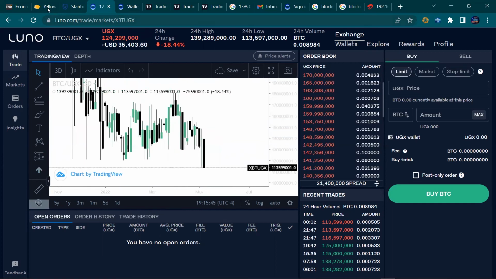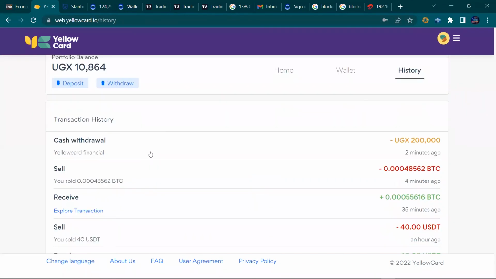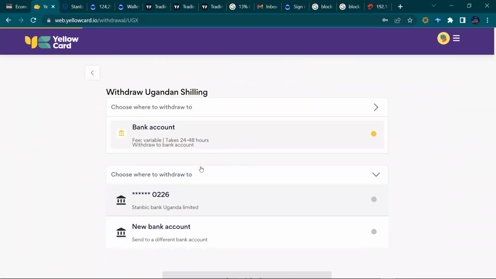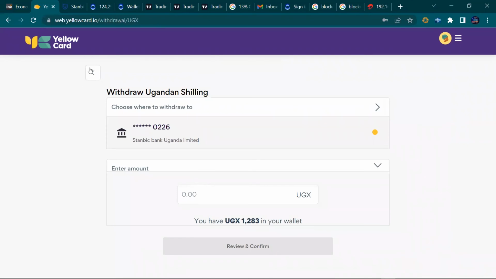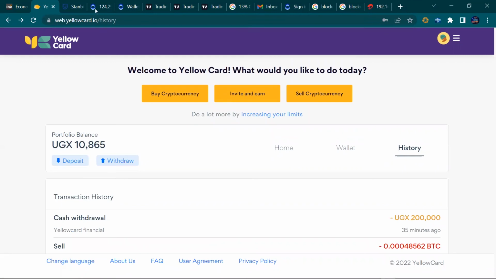There is Luno and there is Yellow Card. So you can trust Yellow Card. You see, I just withdrew 200,000 shillings like 2 minutes ago from Yellow Card. So you can trust this broker. You withdraw directly to your bank account, if you're Ugandan. For the other people, I don't know. And you see my portfolio balance in Uganda shillings.